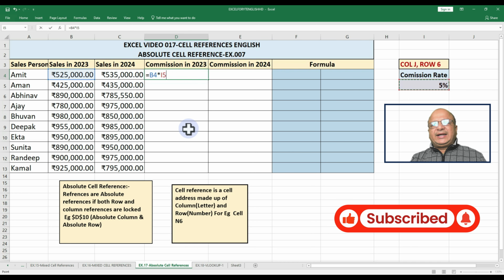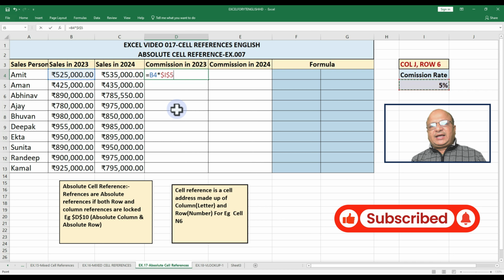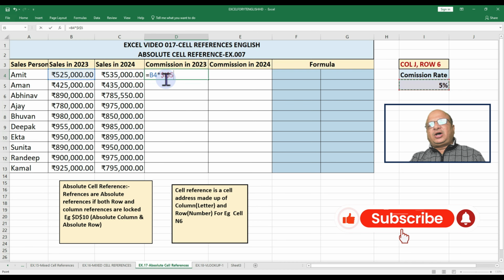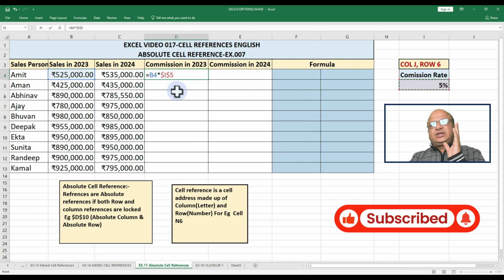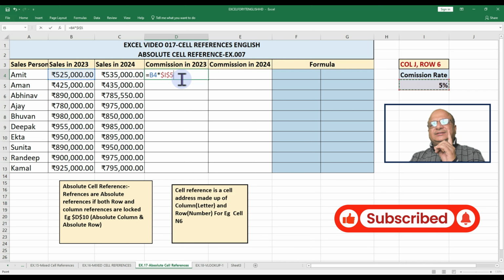The commission rate is the same in 2023 and 2024 and the same for all the employees. We need to look up this value from the I5 cell. And while copying this cell address from left to right and from top to bottom, we want both row reference and column reference to be frozen. Press the F4 key a single time. There will be a $ sign in front of the column reference, that is I, and the row reference, that is number 5.